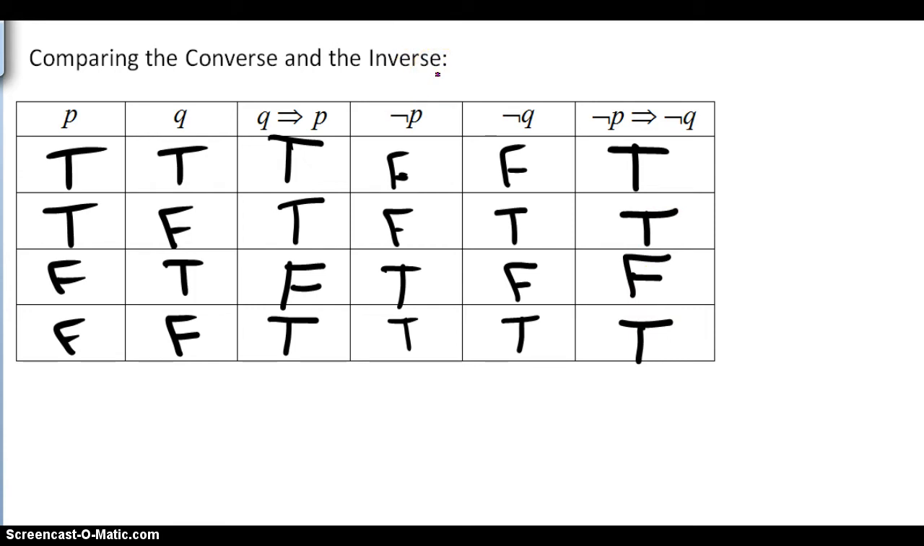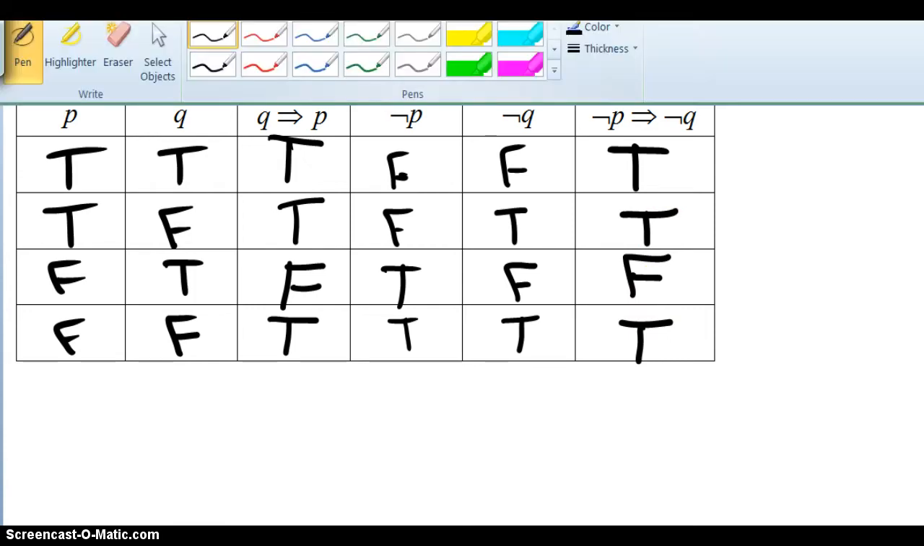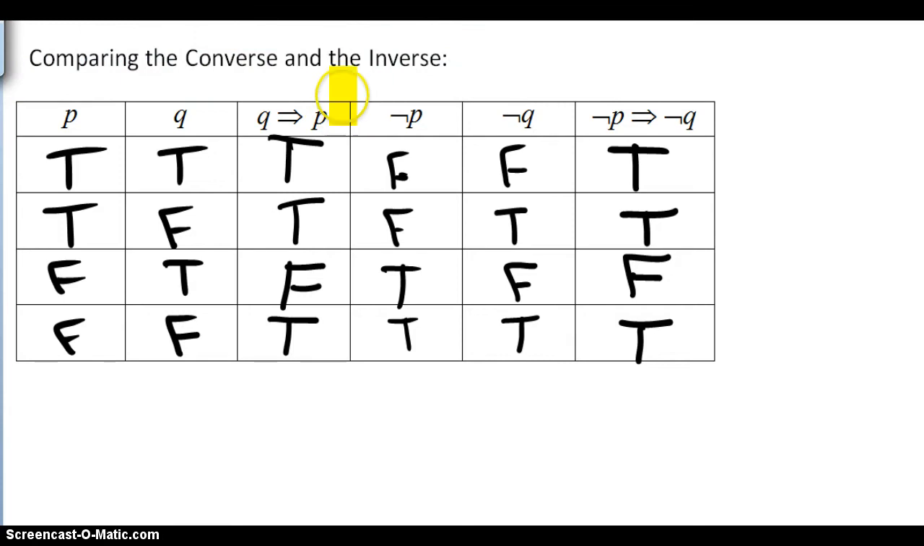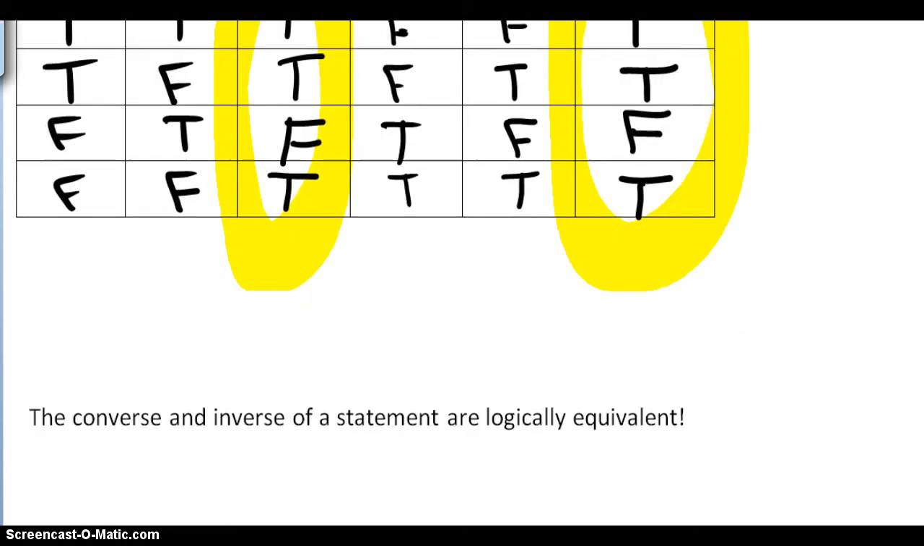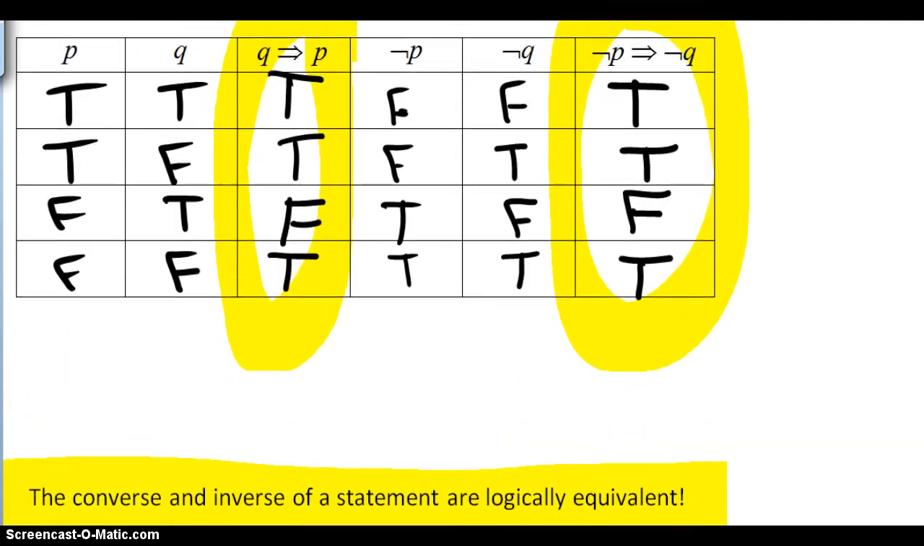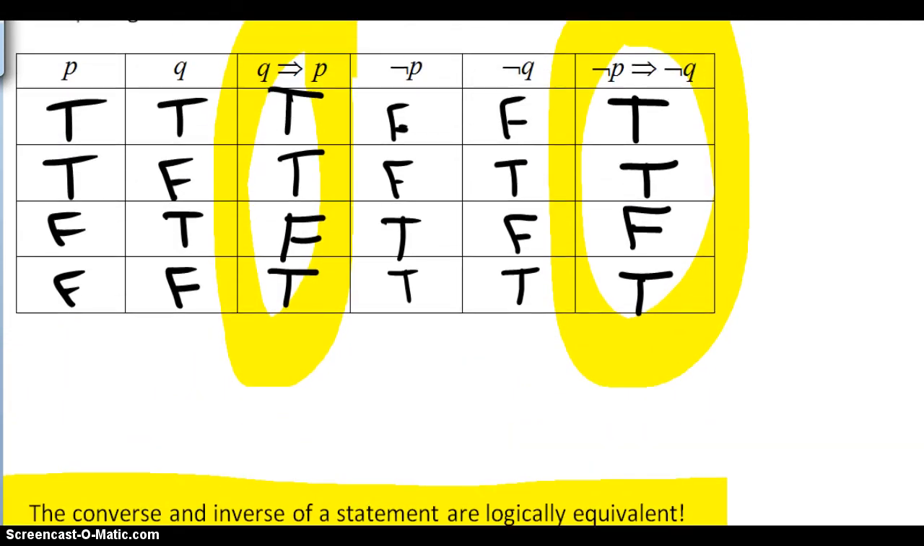What do you notice about the converse here and the inverse here? Do you see it? Do you see that the converse and the inverse of a statement are, in fact, logically equivalent? Okay? So if you do the truth table, you notice that the converse and inverse of any statement are logically equivalent. Kind of cool, huh?